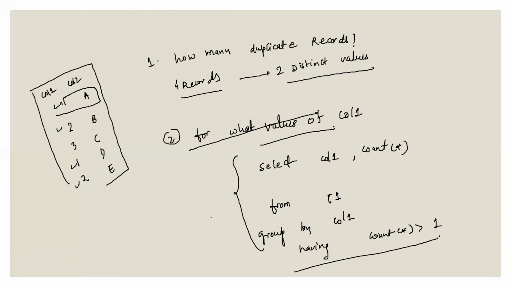What will this query return? This query will return these values, right? On which particular values do we have duplicates, and for what count do we have duplicates? Corresponding to one, we have two records, one and two. Corresponding to two, we also have two records. So each one of them is having two duplicates, repeating twice.